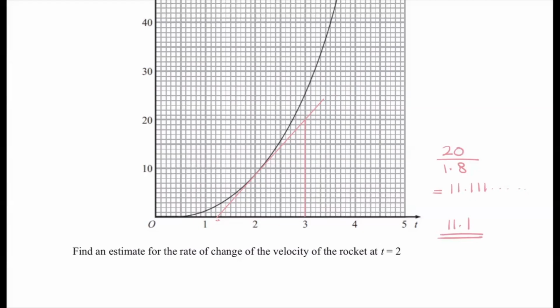Now, everybody's tangent is going to be slightly different, and they allow for that. So there is quite a nice range of 9 to 14 for your answer. So as long as your answer falls between 9 and 14, all is good. You must have that tangent. You must have this working out as well.